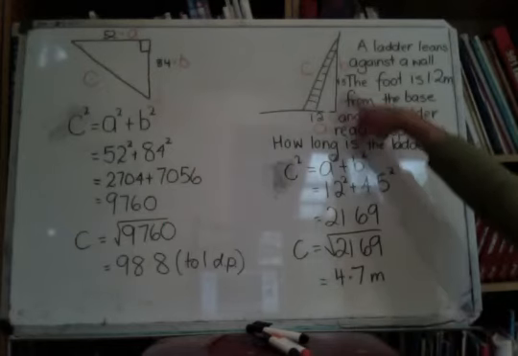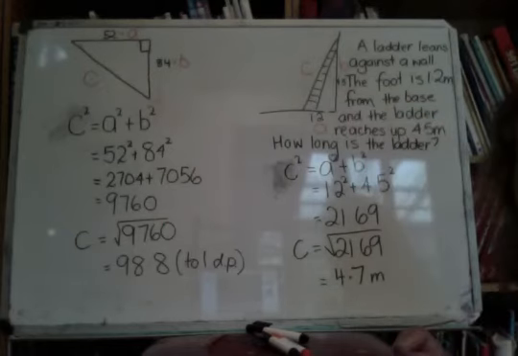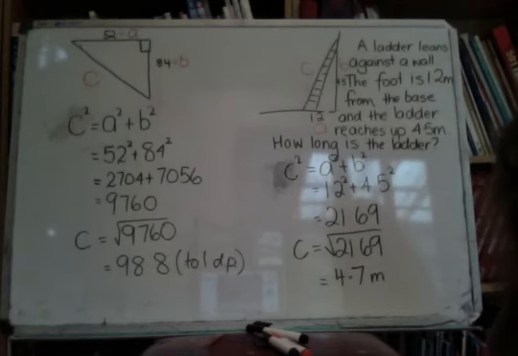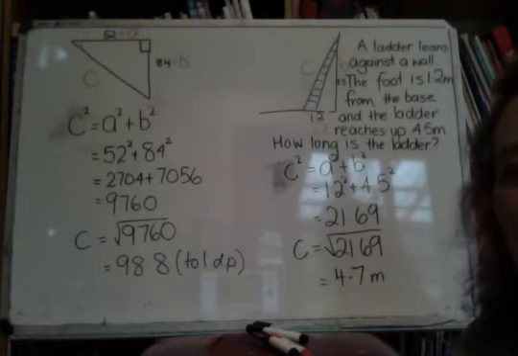That seems about right. If it reaches 4.5 meters up the wall, I'd need a ladder that was a bit longer than that to make it. The next video is going to cover how we find one of the shorter sides of our triangle rather than just finding the hypotenuse.